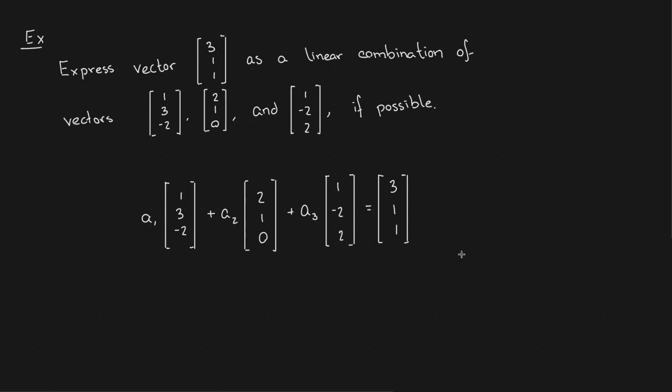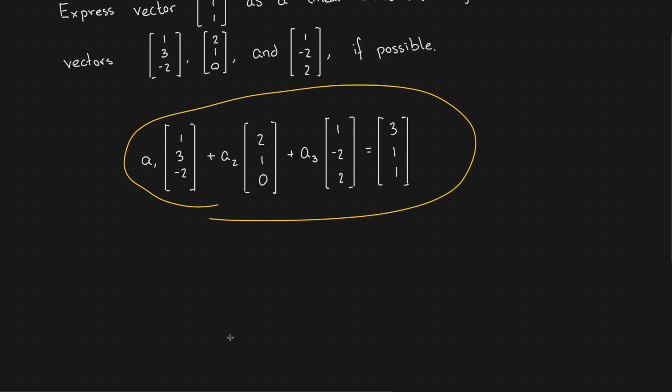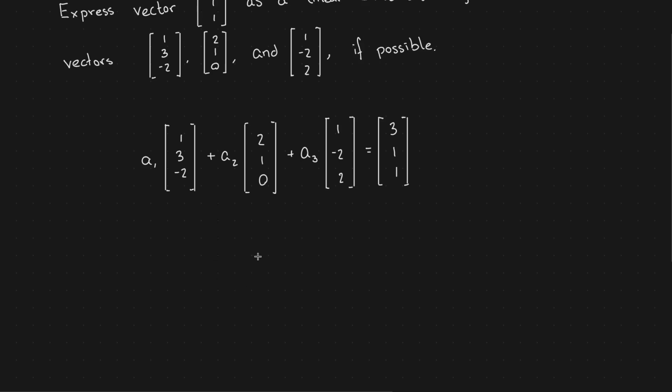So to do this, we need to solve a system of linear equations. This is an equivalent way to express a system of linear equations. So I could write this as 1a1 plus 2a2 plus a3 equals 3. That would be my first equation from the first row. Second equation from the second row, I'd get 3a1 plus a2 minus 2a3 equals 1.